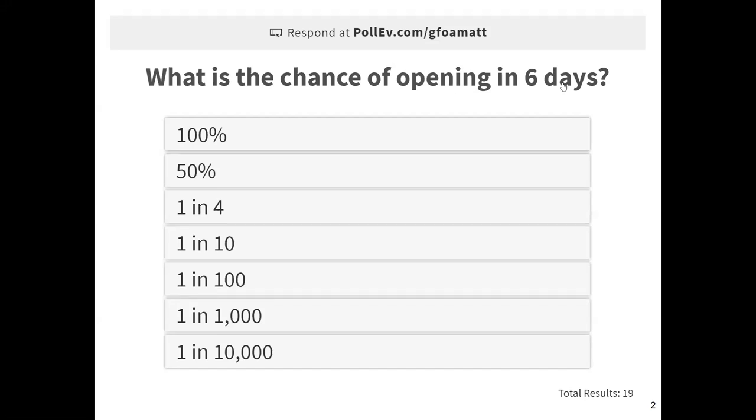Hey Sam, it just takes a minute for folks to go over the poll at pollev.com/GFOAMAT. So for folks who want to answer the poll, if you go to that URL at the top of the screen. So again, pollev.com/GFOAMAT.